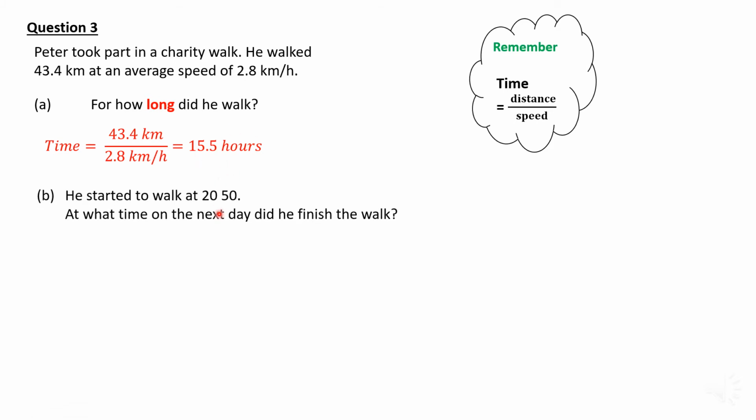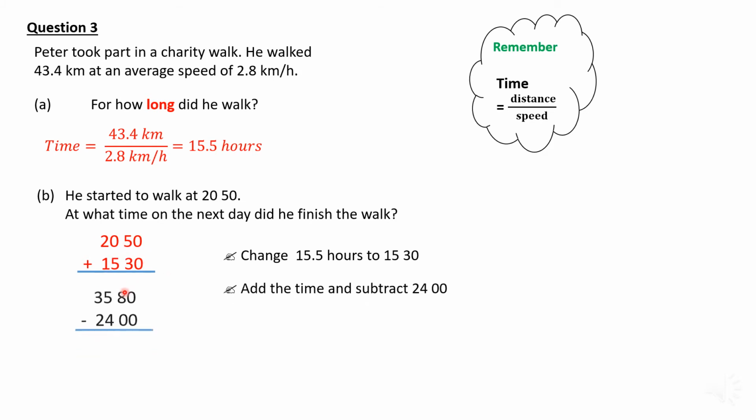Now it says here he did this at night, starting at 10 minutes to 9. That means the next day he's going to finish, because remember it took him 15 and a half hours. So we want to find what time the next day he finished. First I change 15.5 hours to 15 hours and 30 minutes, from decimal to hours and minutes. I have a method where I just add the time, so I get 35.80.